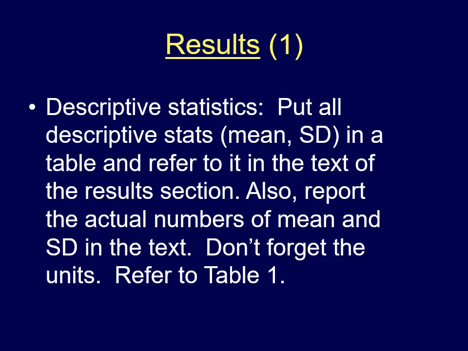Okay, so you want to talk about what the descriptive stats are. You want to put all the descriptive stats, the mean and standard deviation, in a table, and refer to it in the text of the results section. Also report the actual numbers of the mean and standard deviation in the text. And don't forget the units, which would be milliseconds. Definitely refer to it as Table 1. You can look at the model paper and see how they do this. This person did a really good job in referring and actually writing what the results section should look like.